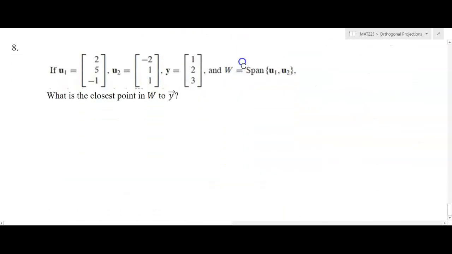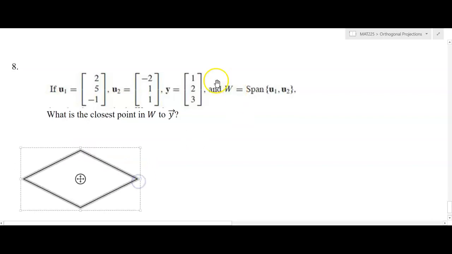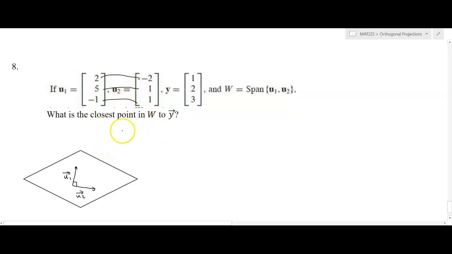Let's do one more example. Here we have u1 equals 2, 5, negative 1, u2 equals negative 2, 1, 1, y equals 1, 2, 3, and W, the surface that we're talking about, is the span of u1 and u2. So u1 and u2 lie somewhere in here, and not only do they lie in there, but they need to be perpendicular so that we can apply this technique. Let's check their dot product. I get negative 4 plus 5 is positive 1, minus 1 is 0. Perfect, so they are orthogonal. That's exactly what I was looking for.